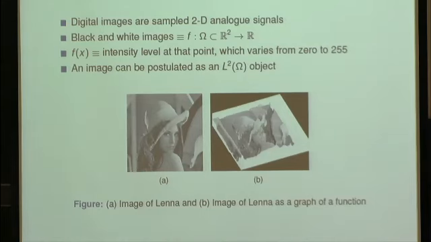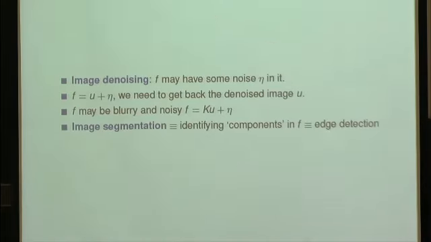And when I talk about intensity, f of x would be the intensity level at that point x, which varies from 0 to 255, which basically depends on the number of bits that you are using. So here images will be postulated as L2 images. Here we see a typical image of Lena, and this is the Lena seen as a graph of a function.